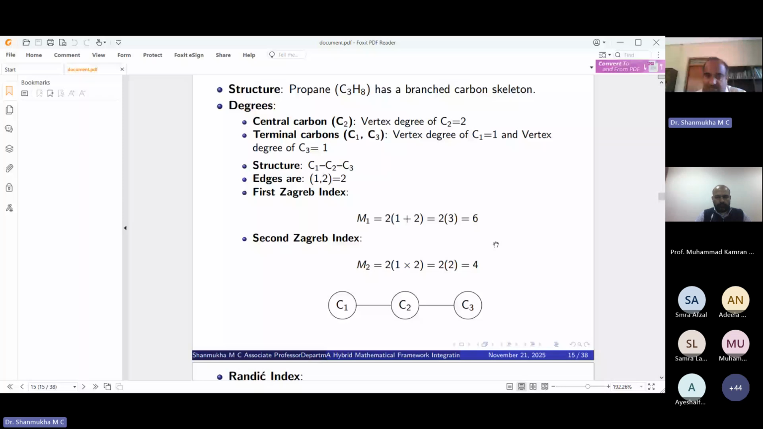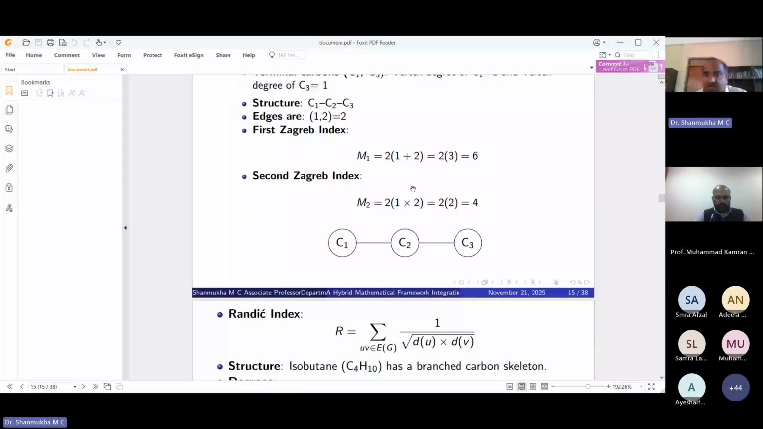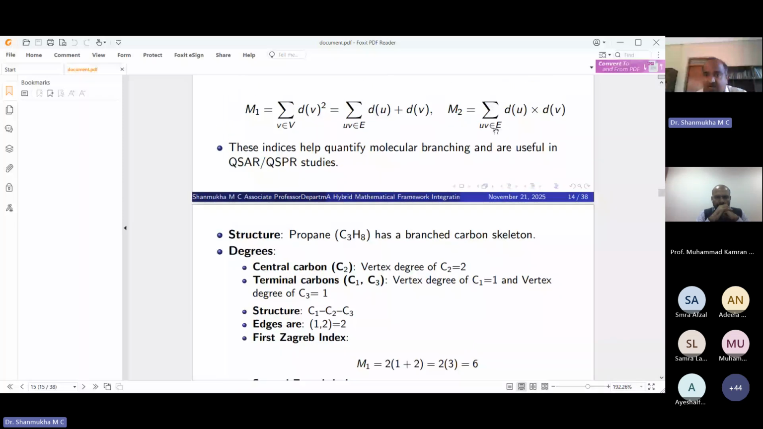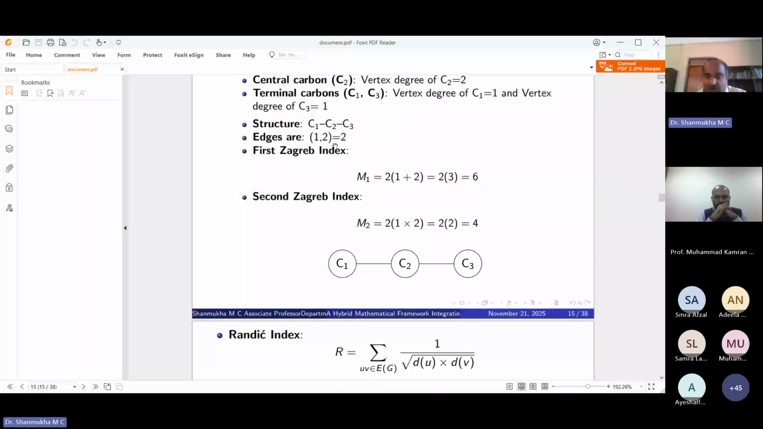Then the second Zagreb index. By definition, the second Zagreb index is the summation of degree of U times degree of V over all edges UV belonging to E. So from the molecular graph of propane, we have two edges of the type (1, 2). So by the definition of the second Zagreb index, here 2 times degree of U into degree of V, where degree of U is equal to 1 and degree of V is equal to 2. So M2 is equal to 4.